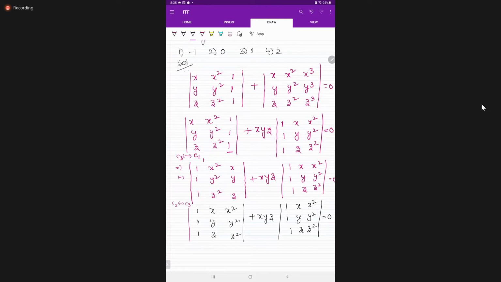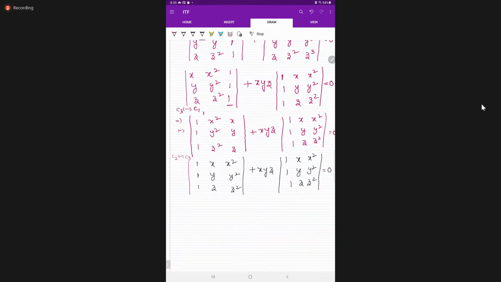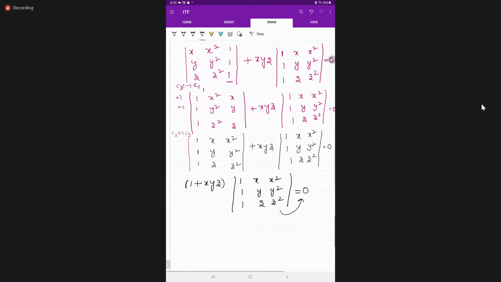From these two, you can take common. Which one you can take common, students? Determinant you can take common. Then you can write 1 plus xyz into det of 1, x, x square, 1, y, y square, 1, z, z square is equal to 0. This determinant send this side. So what happened here? 1 plus xyz is equal to 0.